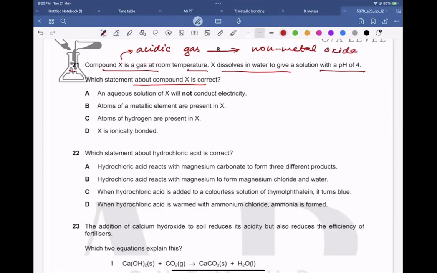An aqueous solution of X will not conduct electricity. No, it has a pH of 4, so it will conduct electricity. So A is wrong. Atoms of metallic elements, not at all, because it's acidic. Atoms of hydrogen, yeah, it is possible. X is ionically bonded, not at all, because the ones which form acids have covalent bonds. So C is the correct answer.